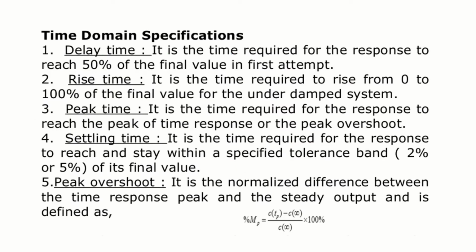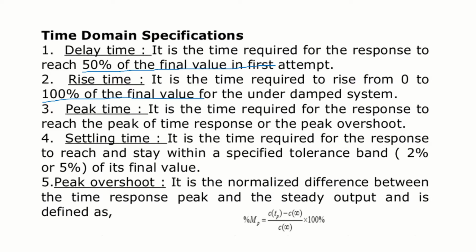So delay time, it is the time required for the response to reach 50% of the final value in first attempt. Rise time, it is the time required to rise from 0 to 100% of the final value. Peak time, it is the time required for the response to reach the peak of time response or the peak overshoot.